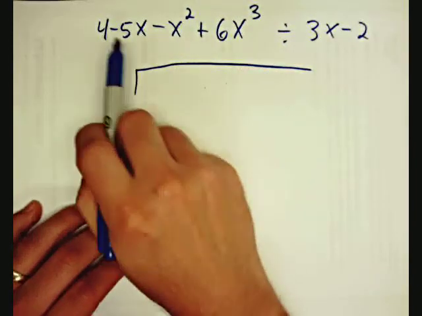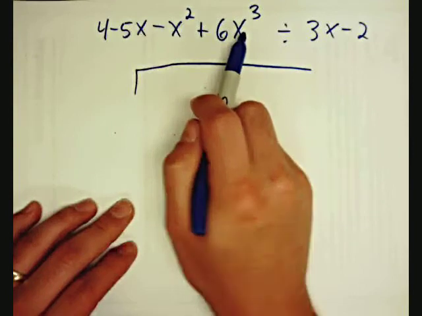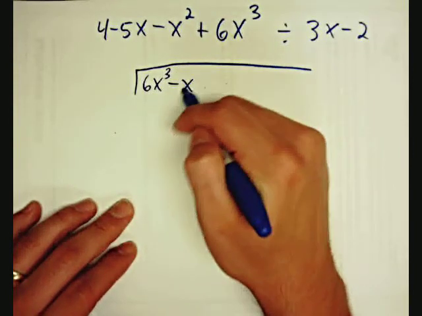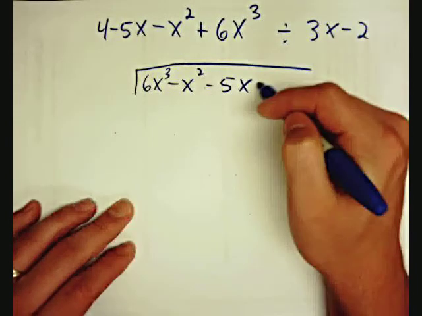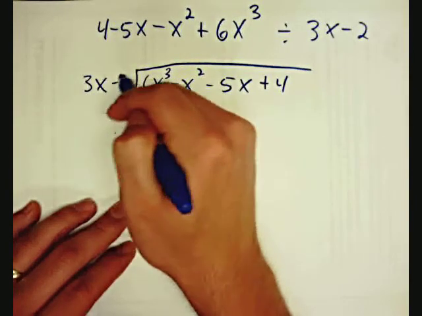Okay, inside we want to put our polynomial that we're dividing, but we want to put it in descending order. So 6x cubed, and then minus x squared minus 5x. No sign in front implies plus 4. 3x minus 2 on the outside.